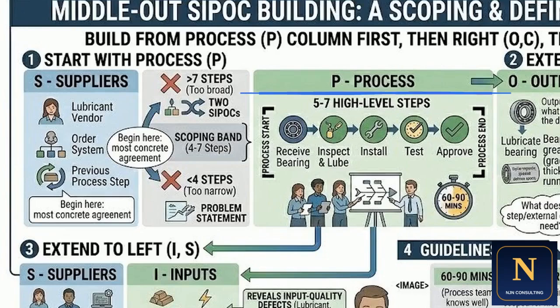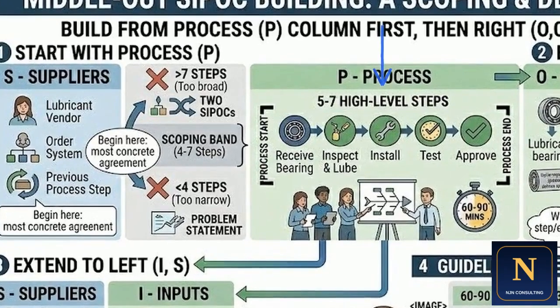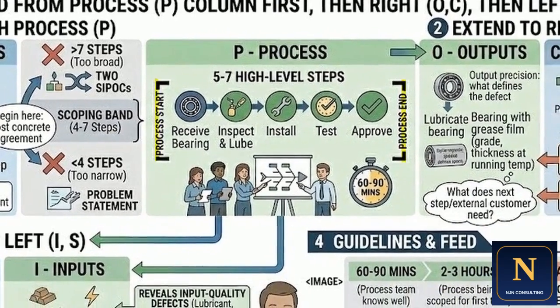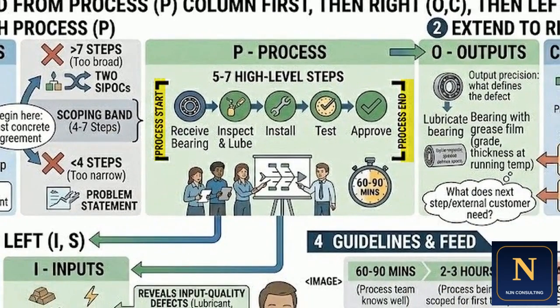This 5-column SIPOC framework requires starting in the exact middle, the process column. Write down exactly 4 to 7 high-level steps, not 20 microsteps. Anchoring the center column establishes strict boundaries, preventing the investigation's scope from spiraling out of control.